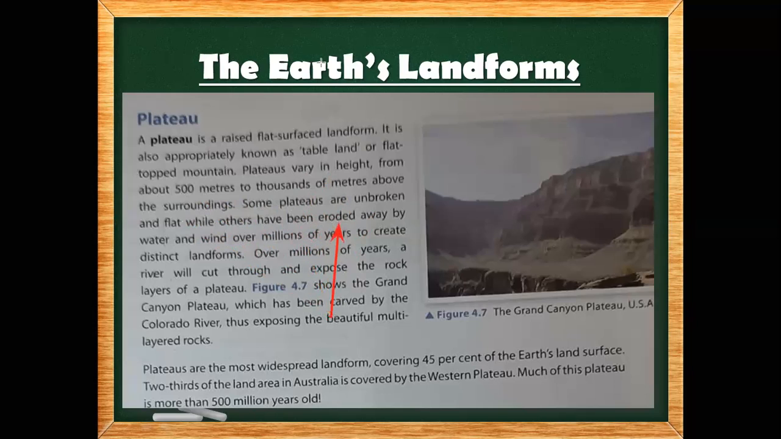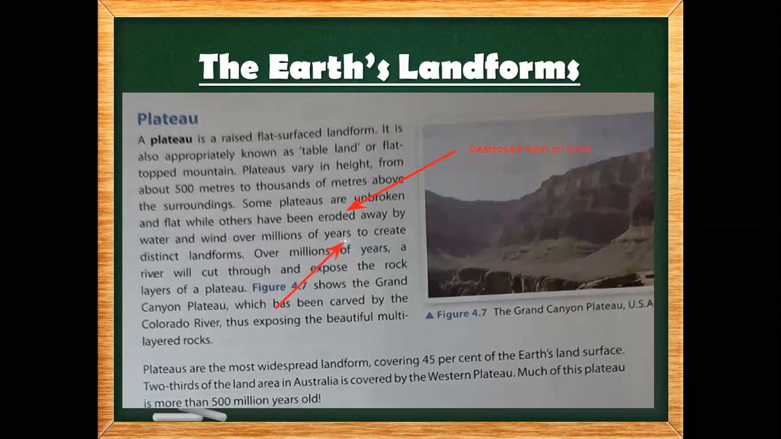Eroded means destroyed by rain or wind. So, some of the plateaus are destroyed by the rain and the wind. Some plateaus are unbroken and flat, while others have been destroyed by rain or wind. See, by water and wind. The rain has water.